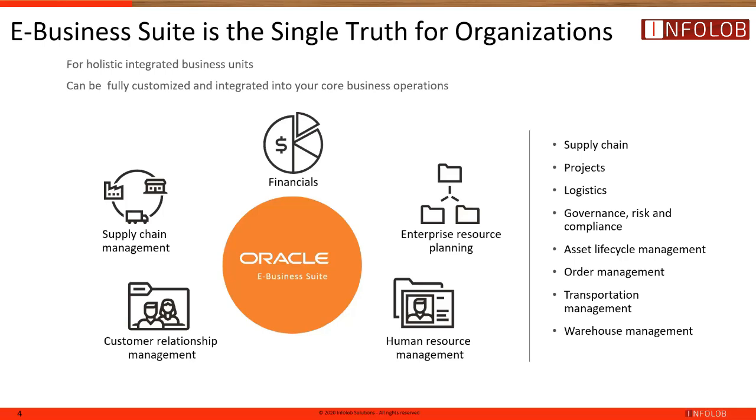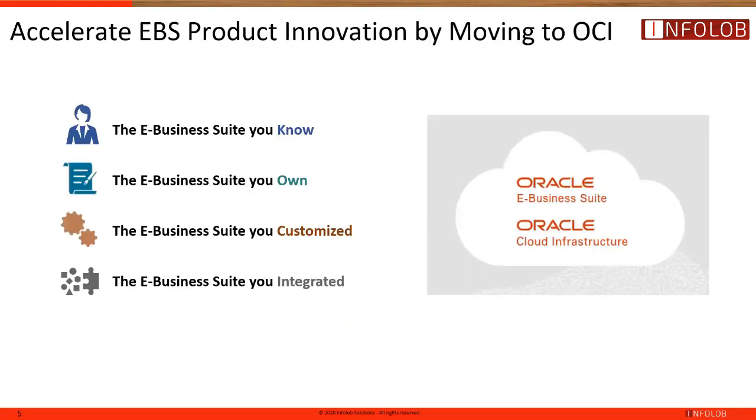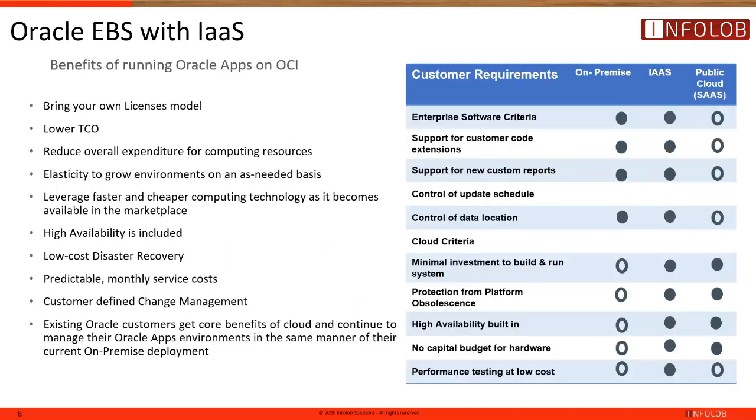Javid, go ahead and advance a couple slides. One of the things that we compared, one more please, is what's the difference between keeping EBS on-prem, moving it to infrastructure as a service, and in this case, Oracle Cloud Infrastructure, or moving to SaaS. Some of the criteria that we've seen just around moving to IaaS, you've probably heard around, OpEx versus CapEx model.